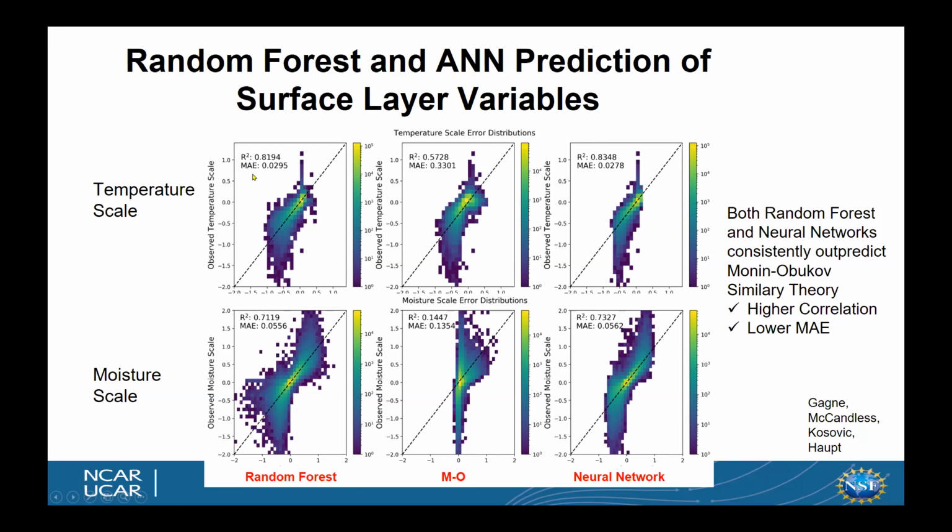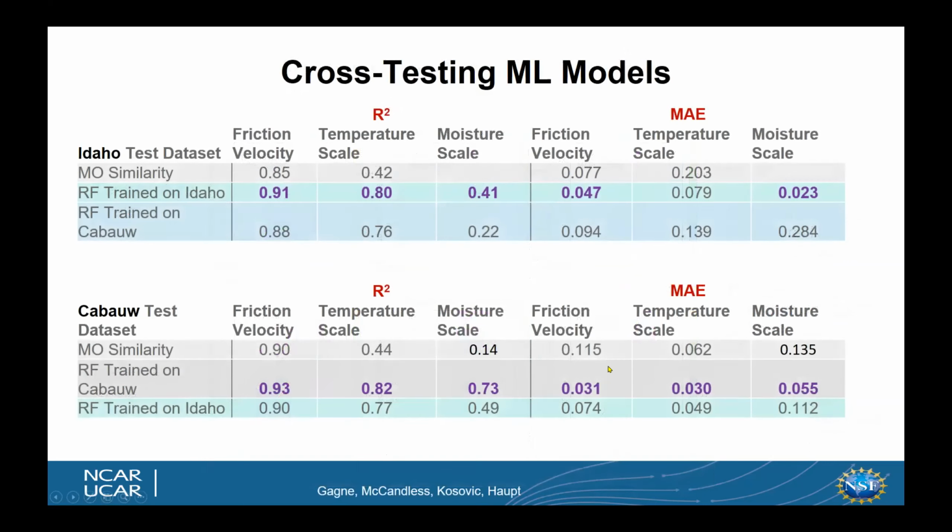We see that the random forest on the left has made a huge difference. So has the neural net on the right, for both the temperature scale and the moisture scale. So it's consistently out-predicting Monin-Obukhov similarity theory, even for these flat terrain cases. Real success for machine learning.